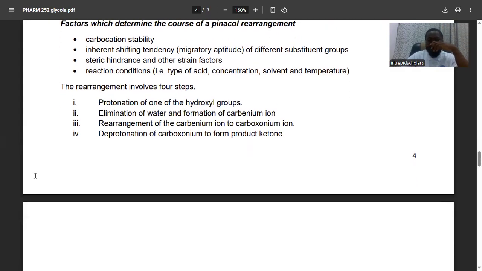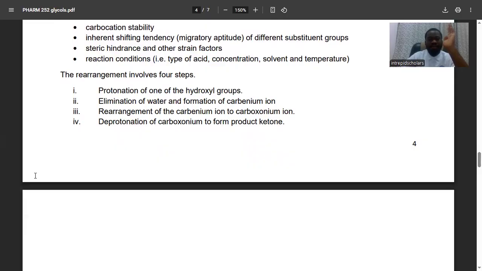And then the rearrangement involves 4 steps. So we have to go through these 4 steps. We'll define the 4 steps and then come back and talk about the pinacol rearrangement to form pinacolone. So the first thing is protonation of one of the hydroxyl groups. Now, as to which of the hydroxyl, because glycols always have 2 hydroxyl groups.